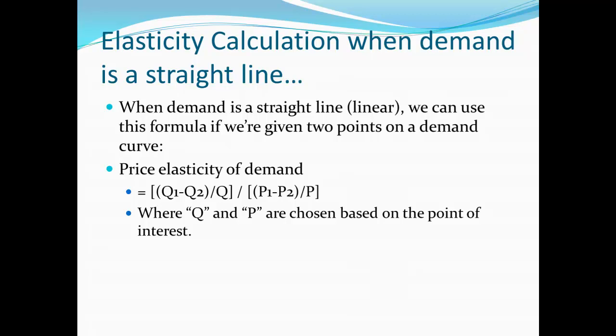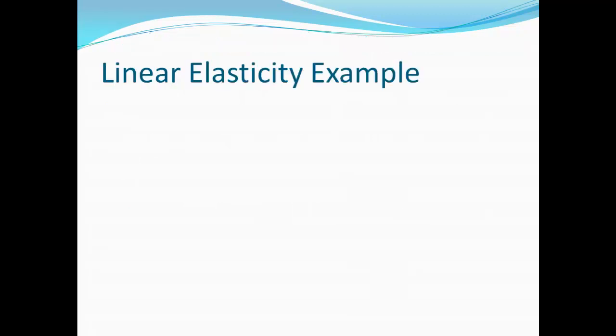Now, a few notes here. The Q1 and P1 should come from the same point on the demand curve. The Q2 and P2 should come from the same point on the demand curve. So we have two different points, one providing Q1 and P1, the other providing Q2 and P2. Now the generic Q and P in our formula can be from any point along the demand curve where we're interested in the price elasticity of demand.